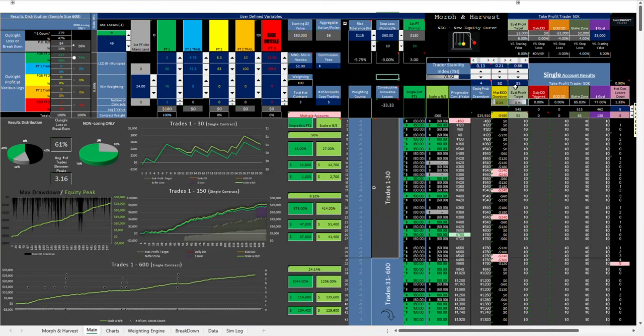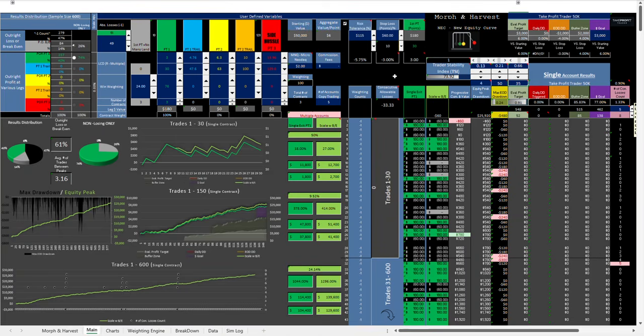So hypothetically, I've got 35. I'd like to trade no more than 35 times to get through my evaluation. So in a perfect world, the number of trades, and in fact, I put my mouse here, it says right there, M&H, Morph and Harvest. Enter, sorry, wrong pop-up. Enter the ideal number of trades required to pass.